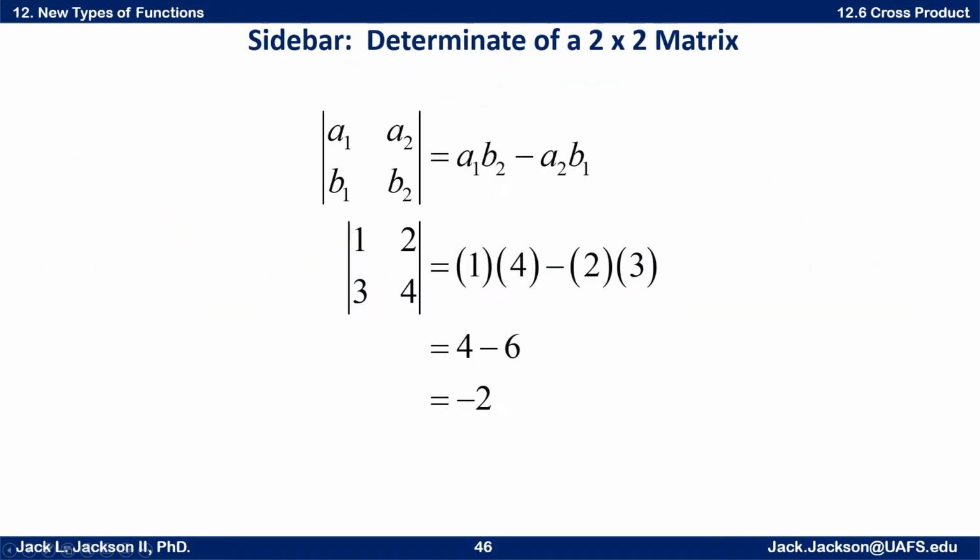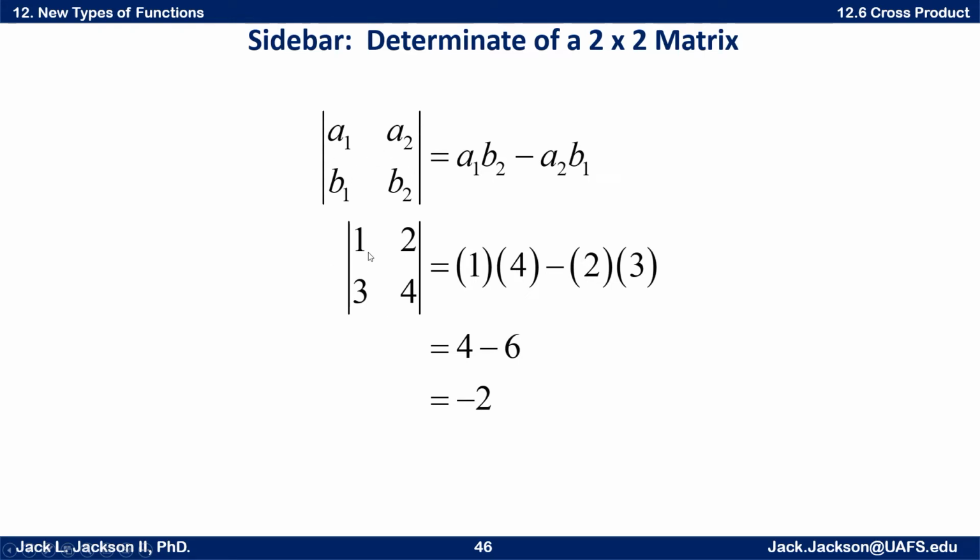Now, before we go any further, we're going to take a little sidebar and talk about the determinant of a 2x2 matrix. So if you have a matrix with rows A1, A2 and B1, B2, and then you take its determinant, which is written with these absolute value-like symbols, what you do is you multiply along this diagonal, A1 times B2, and then you subtract multiplying along this diagonal, A2 times B1.